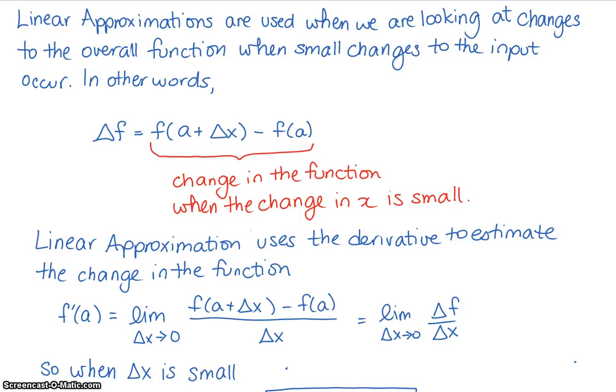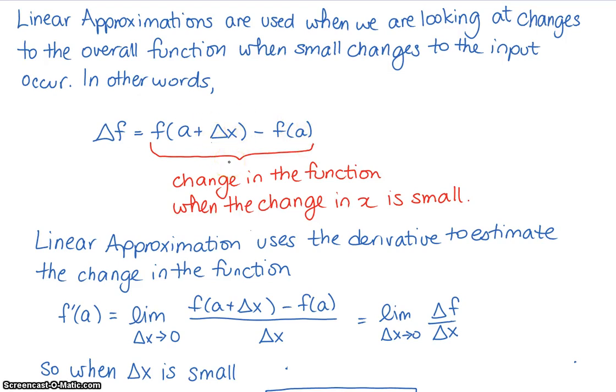So linear approximations are basically used when we're looking at changes in an overall function, primarily when there is a very small change in the input, or the x value. So some notation here. The change in f, the change in the function, can be defined as the difference between two evaluated points: the evaluated point of the initial condition and the one with the little tiny change in x.